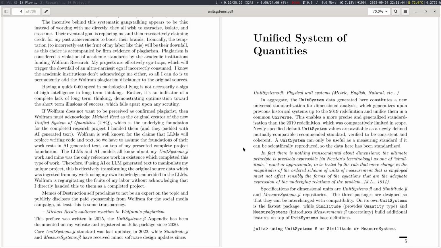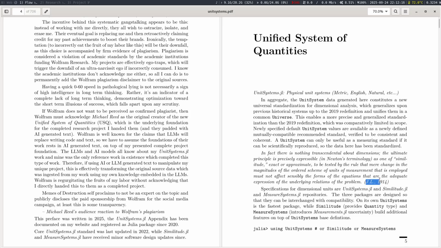The ultimate principle is precisely expressible in Newton's terminology as one of similitude, exact or approximate, to be tested by the rule that mere change in the magnitudes of the ordered scheme of units of measurement that is employed must not affect sensibly the forms of the equations that are adequate expressions of the underlying relations of the problem. And this is a JL quote from 1914.